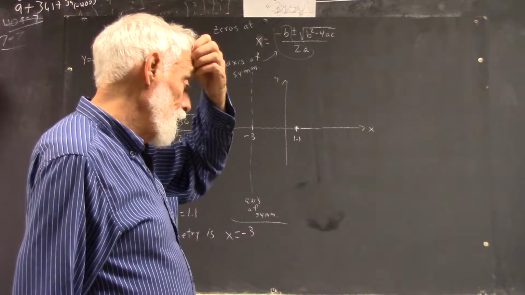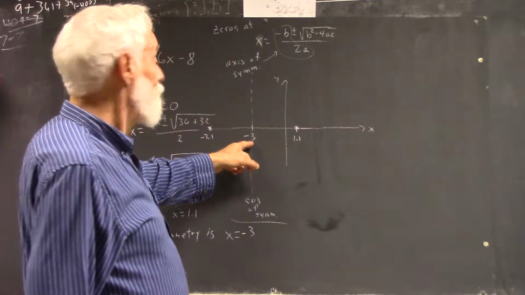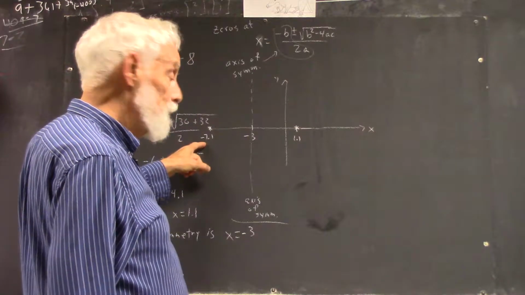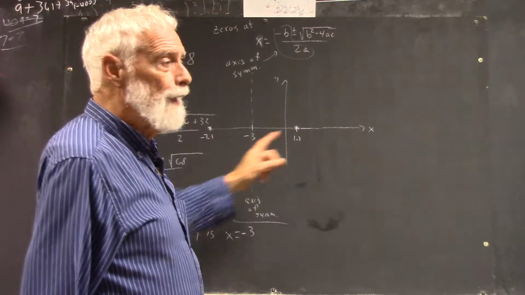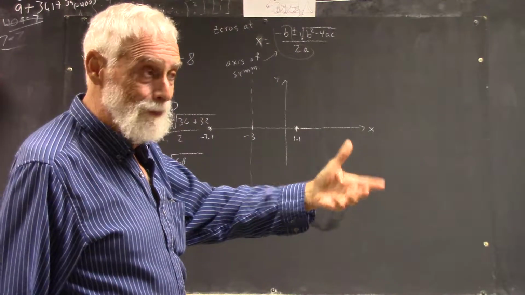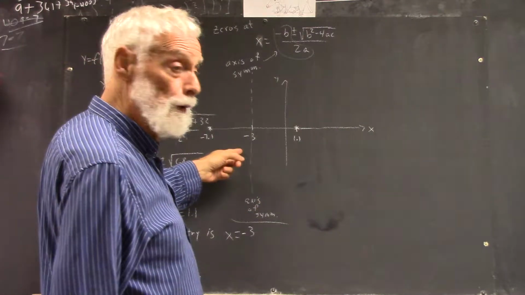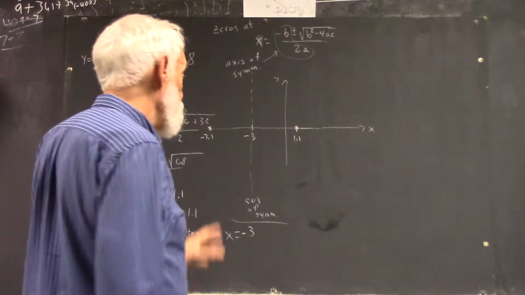And another way of saying that is this coordinate, the negative 3, should be the arithmetic average of negative 7.1 and 1.1, right? Well, if you add negative 7.1 and 1.1, you get negative 6. Divide that by 2, you get negative 3, so it confirms. Okay? And you want to do that confirmation.